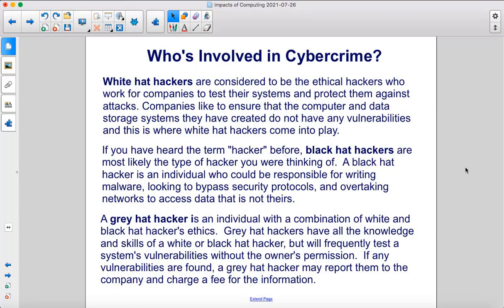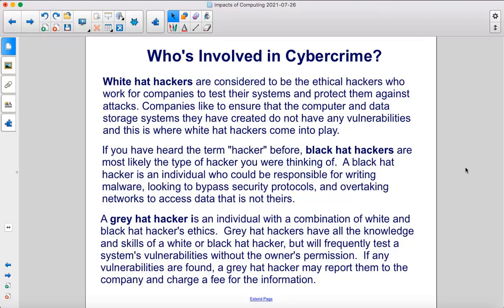White hat hackers are considered to be the ethical hackers who work for companies to test their systems and protect them against attacks. Companies like to ensure that the computer and data storage systems they have created do not have any vulnerabilities, and this is where white hat hackers come into play.